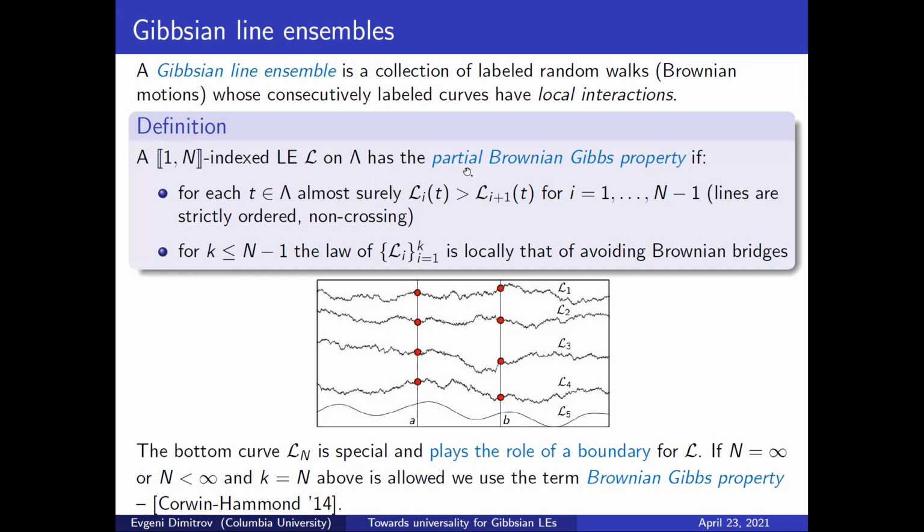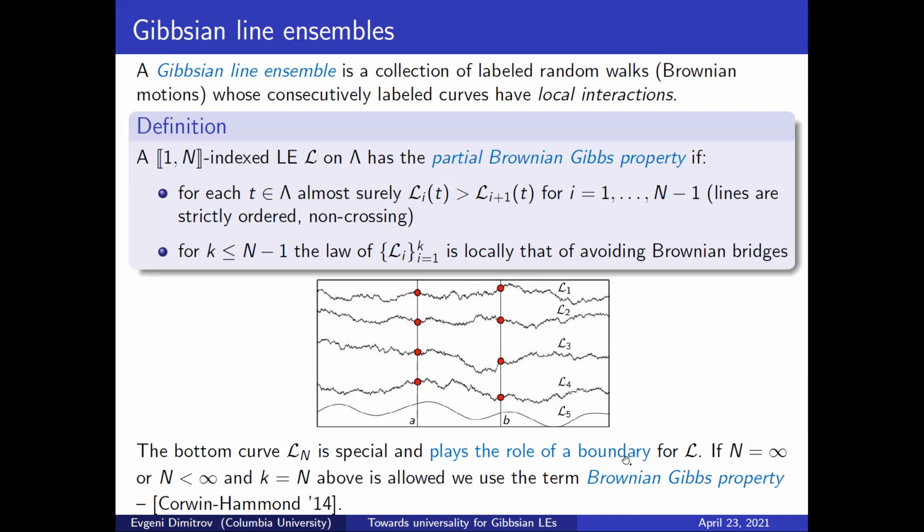Now, let me tell you something about this word "partial" here. In this definition, the bottommost curve, the nth curve, plays a special role. It could be deterministic, it could be something else. It's not allowed to be resampled, so it plays the role of a bottom boundary for a line ensemble.